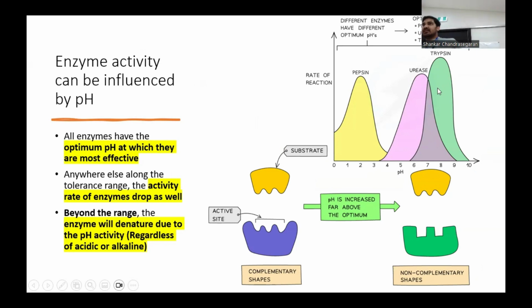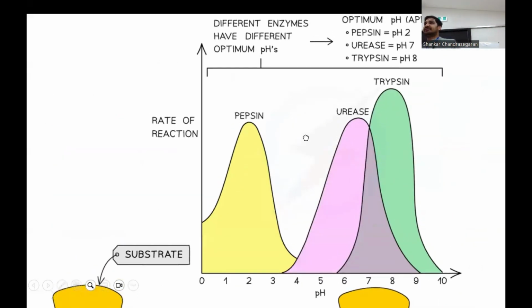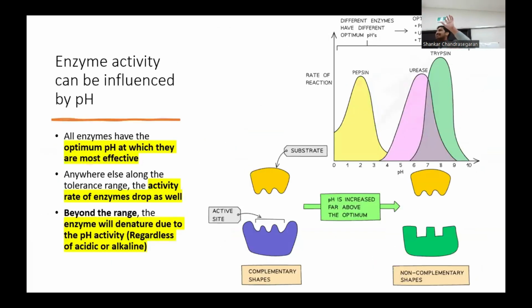You can see here that different enzymes have different pH ranges. So pepsin prefers to be in a very acidic environment. Trypsin prefers to be in a more basic environment. And urease prefers to be in a very neutral environment. So remember that not all enzymes have the same range. Each of them will have a specific range in terms of that optimal pH, and you need to be able to remember that. Beyond that range, regardless of whether acidic or basic, it will cause denaturing. The shape will change. Any questions about this one?